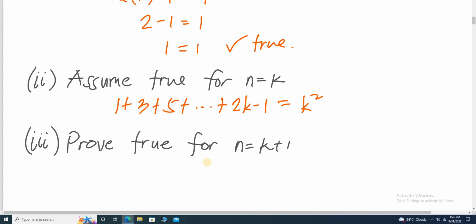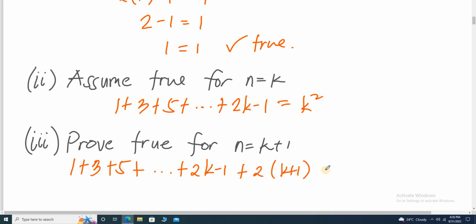Prove now that it's true for n equals k plus 1. So let me write the equation again. 1 plus 3 plus 5 plus 2k minus 1, and then this is the last term. We now add another term, which is k plus 1. So that's plus 2k plus 1 minus 1. That's the left side of the equation is now equal to the right side, which is k squared.